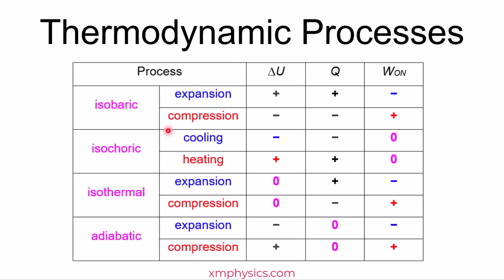Okay, I hope that was fun, figuring out who are the zeros during these four processes. Work done is 0 for isochoric processes because there's no volume change. Delta U is 0 for isothermal processes because there's no temperature change. And Q is 0 for adiabatic processes because there's no heat exchange.